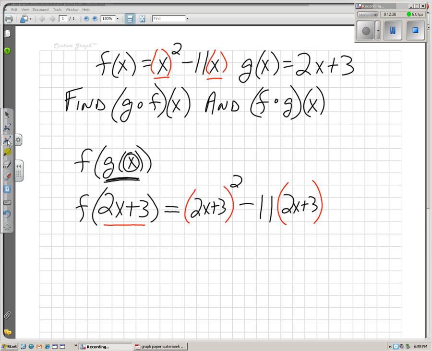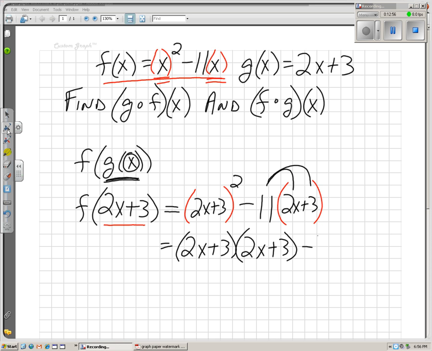Okay, it looks messy, but it's not that bad. So up here, f of x, that's my f function. I took out my x's and replaced them with 2x plus 3. That's the substitution. All we got to do now is clean up our mess. So let's just do a little algebra and clean things up. 2x plus 3 squared, that's 2x plus 3 times another 2x plus 3. And then I'm going to go ahead and distribute my negative 11. So I have minus 22x minus 33. See if you guys can finish cleaning it up. You can go ahead and pause the video and finish it up.